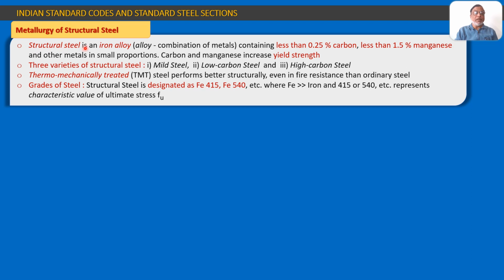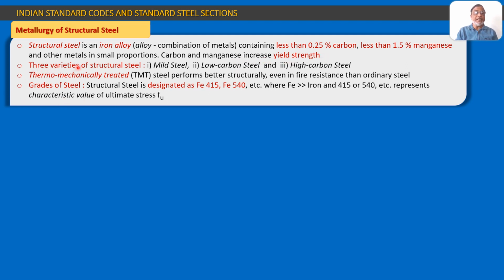Structural steel is an iron alloy. Alloy means it is a combination of metals. So structural steel is an iron alloy containing less than 0.25% carbon and less than 1.5% manganese and other metals in small proportions. Carbon and manganese increase the yield strength of structural steel.